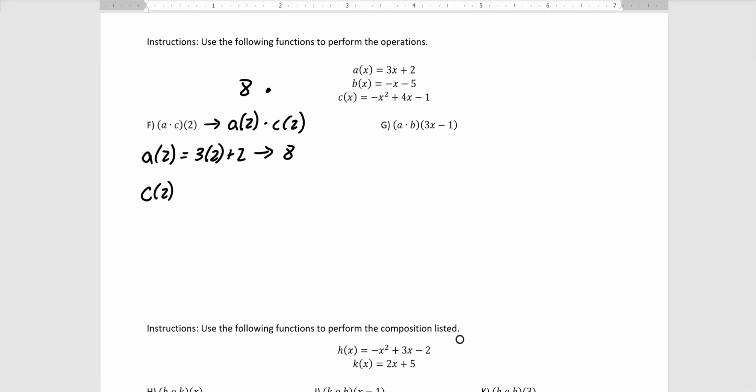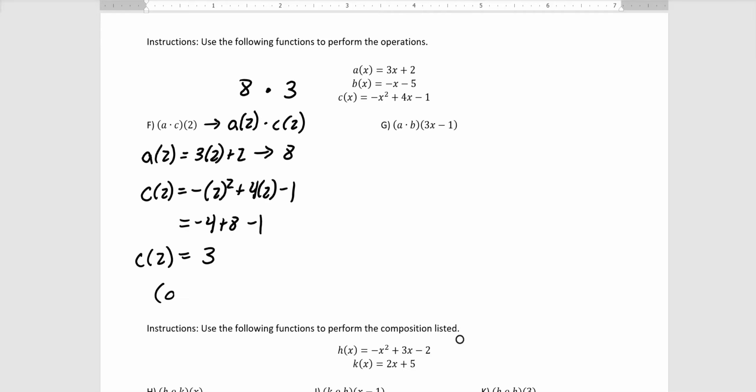So C of 2 equals the opposite of 2 squared plus 4 times 2 minus 1. So 2 squared is 4, so this will be negative 4 plus 8 minus 1. Negative 5 plus 8 is 3, so this will be 8 times 3, since C of 2 equals 3. 8 times 3 is 24, so we can say that A times C of 2 equals 24. Very nice.